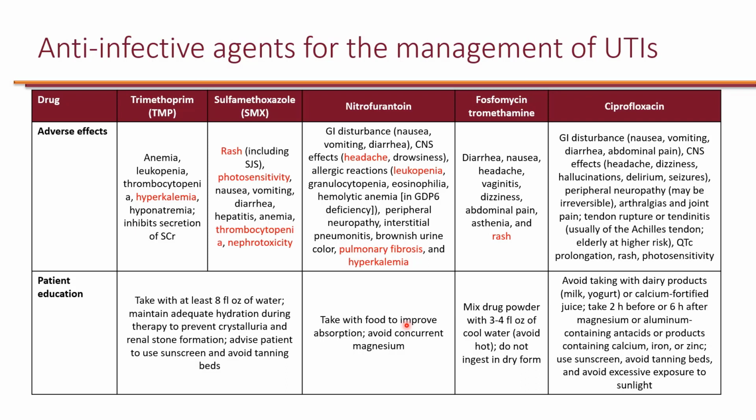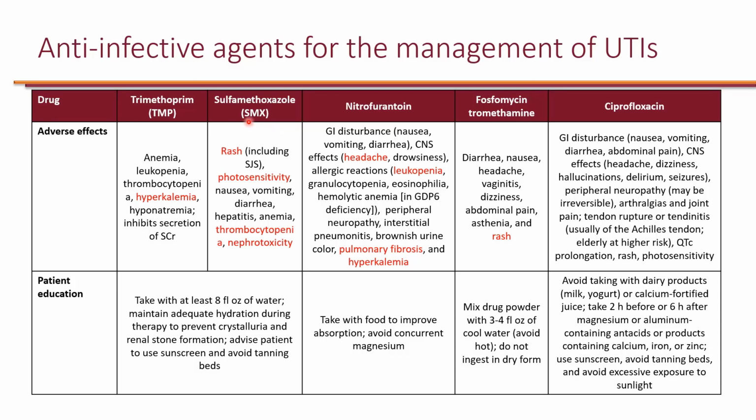Trimethoprim can lead to anemia, leukopenia, thrombocytopenia, hyperkalemia, and hyponatremia. And hyperkalemia is something that occurs in clinical practice often and is something to monitor with patients. Trimethoprim can also inhibit the secretion of serum creatinine in the kidneys, which means that artificially serum creatinine will be increased, but doesn't necessarily mean nephrotoxicity. Sulfamethoxazole, however, can cause nephrotoxicity. So because these two come together, this combination is considered nephrotoxic.